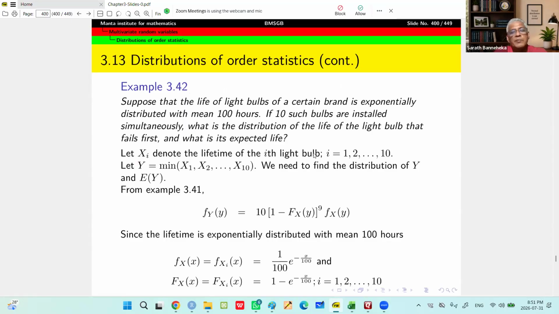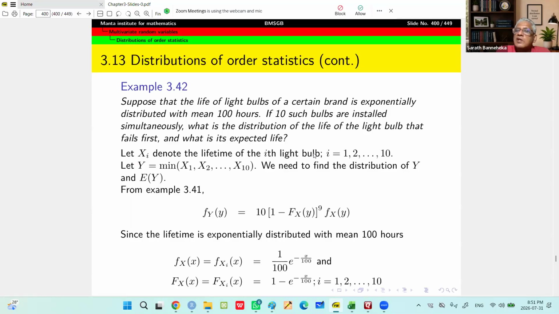So let us look at a simple example. Suppose that the lifetime of light bulbs of a certain brand is exponentially distributed with mean 100 hours. If 10 such bulbs are installed simultaneously, what is the distribution of the life of the light bulb that fails first? And what is its expected value?